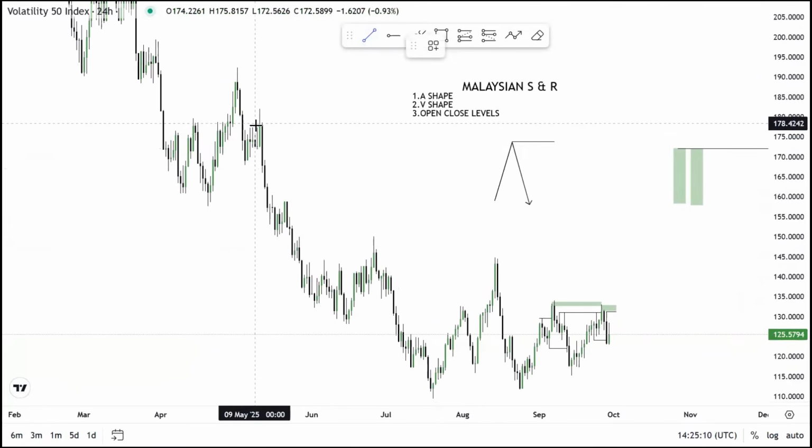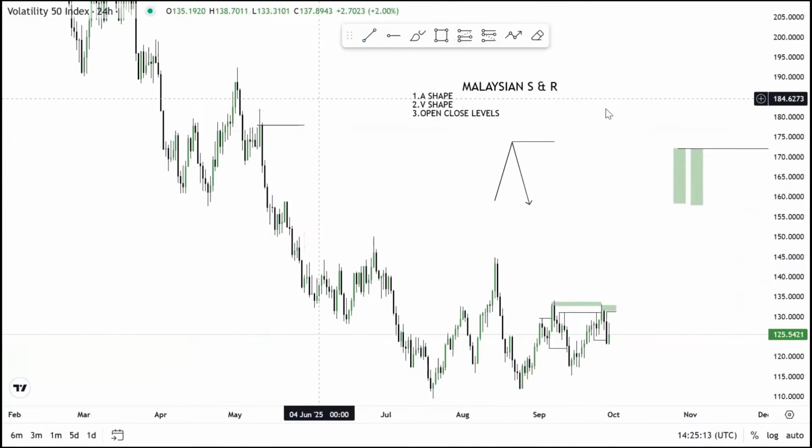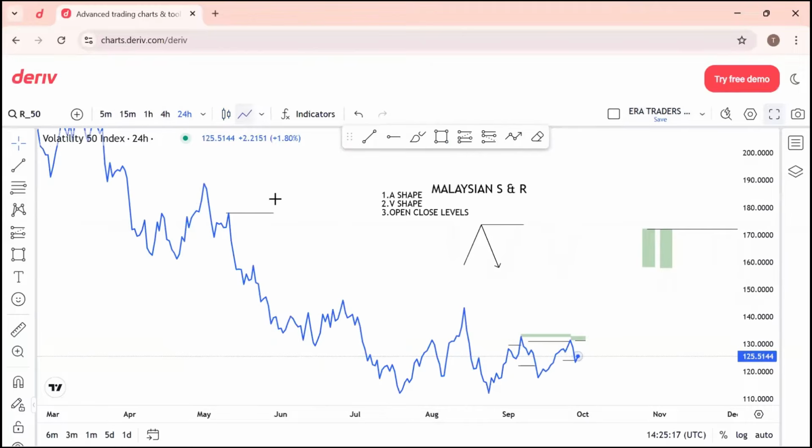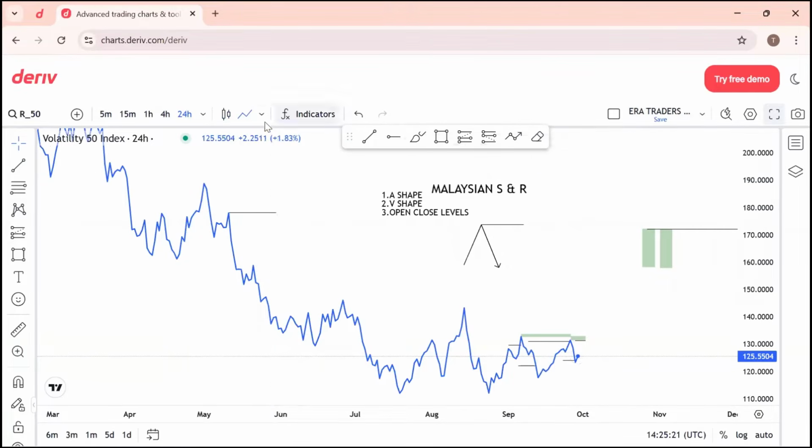So this is an A-shape level. One of the easiest ways to note this is using your line chart. Using your line chart, you see the A-shape level right there nicely, right? That's your A-shape level.